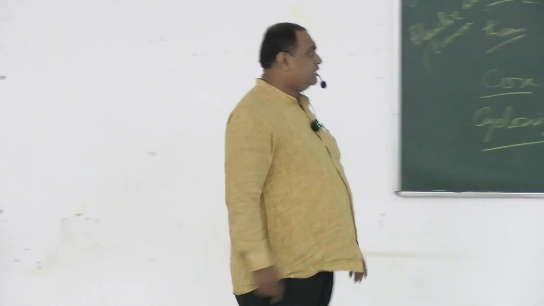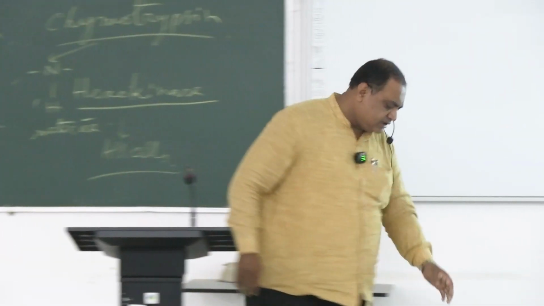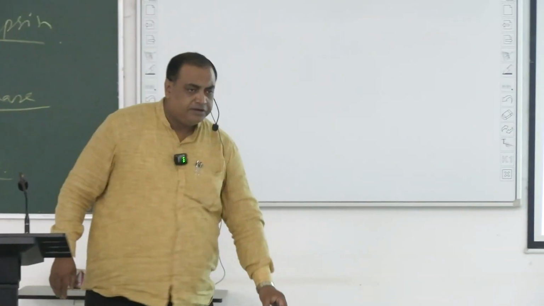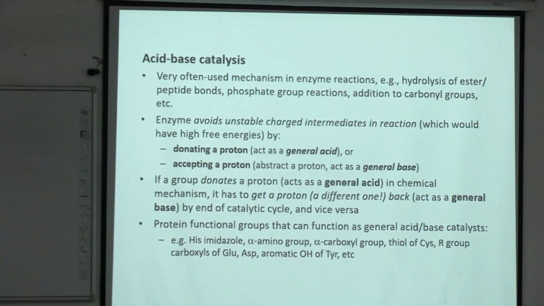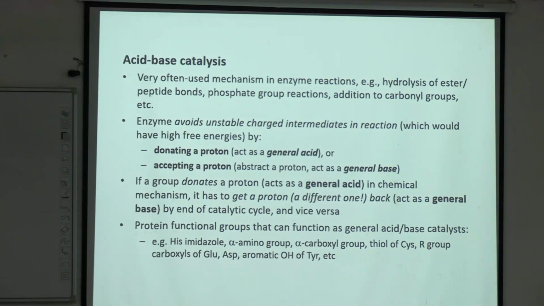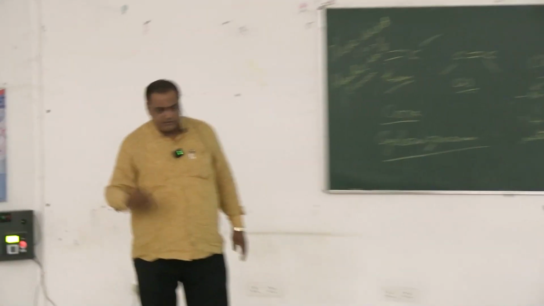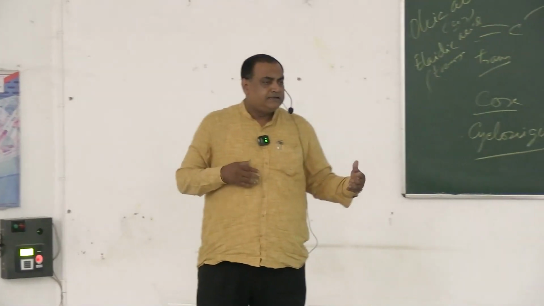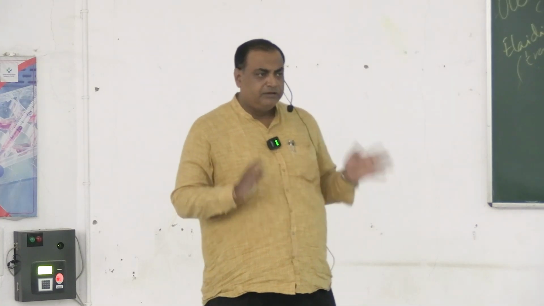Fine? Now, acid-base catalysis is nothing but a mixture of general acid catalysis and general base catalysis. So, wherever the enzyme acts as an acid, means it will donate an H plus ion, it is called general acid catalysis. Wherever it acts as a base, that is, it will take up an H plus ion, it is called general base catalysis.